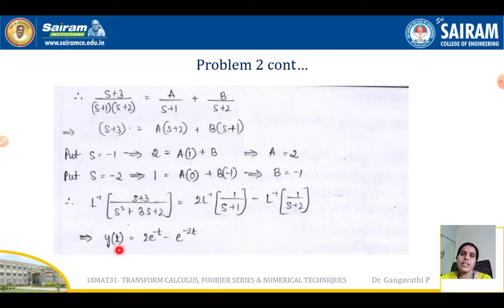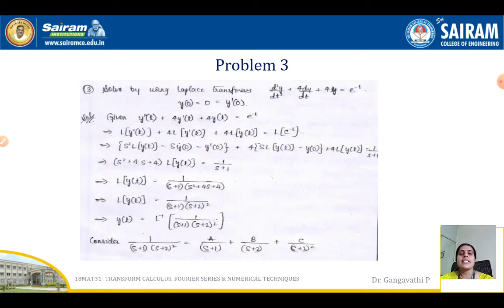So actually a differential equation was given and we have converted it to F of s form, and then we have applied inverse Laplace so that we have come to a conclusion, that is, finding the function y of t. So this is how you need to solve a problem. So let us see another example of similar type.